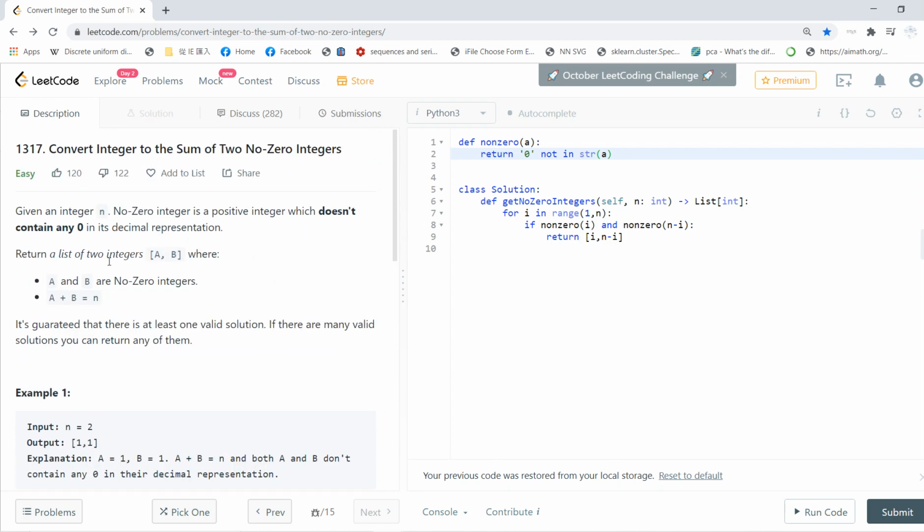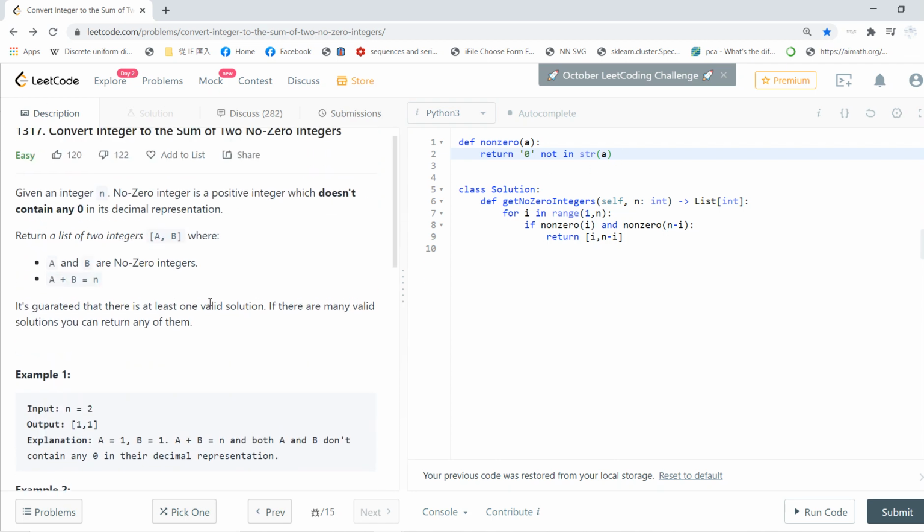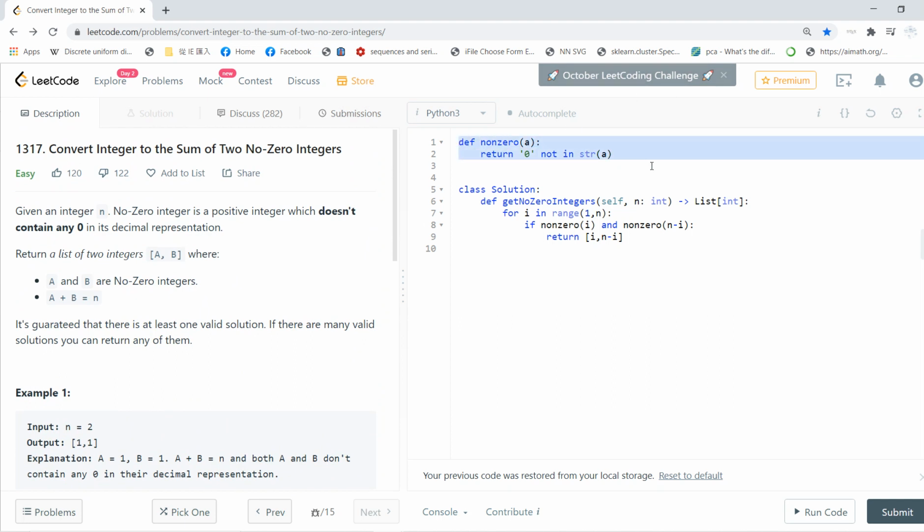Okay, so what I did is a very naive way. I first define a function called no-zero. We check whether zero is not contained in a. It's very easy: we just change a into a string and check that 0 is not in it. So if 0 is not in a, then it will return true.